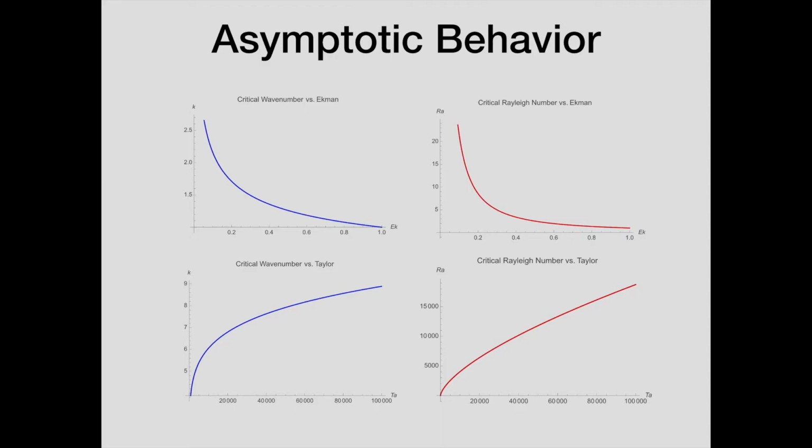Plotted here are the asymptotic behaviors of the critical wave number in blue and the critical Rayleigh number in red, for the Ekman number on top and Taylor on bottom. Here, we clearly see that the critical wave and Rayleigh numbers blow up in the limit that the Ekman number goes to 0 and the Taylor number goes to infinity, which corresponds to increasing Coriolis and centrifugal forces respectively.